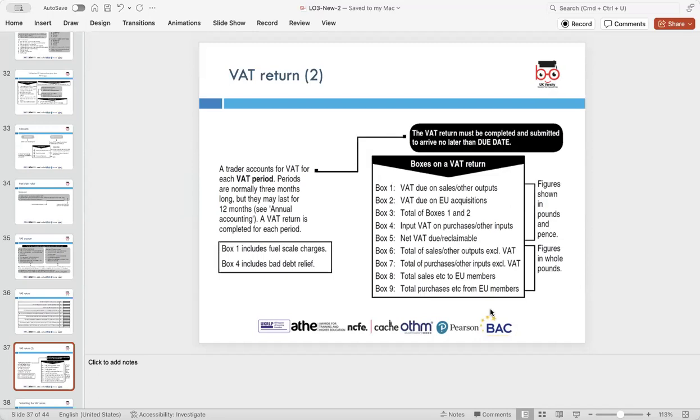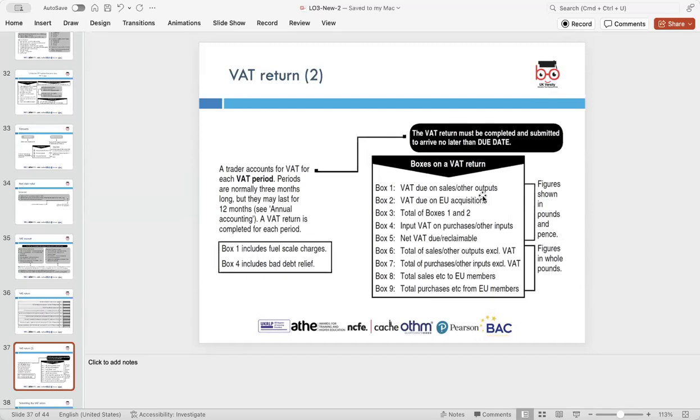Box 1 includes the VAT due on sales and other outputs, including any fuel scale charges applicable. Box 2, VAT due on acquisitions from other EU member states, is reported in this box. Box 3, the total of boxes 1 and 2, provides an overview of the total VAT due for the period.